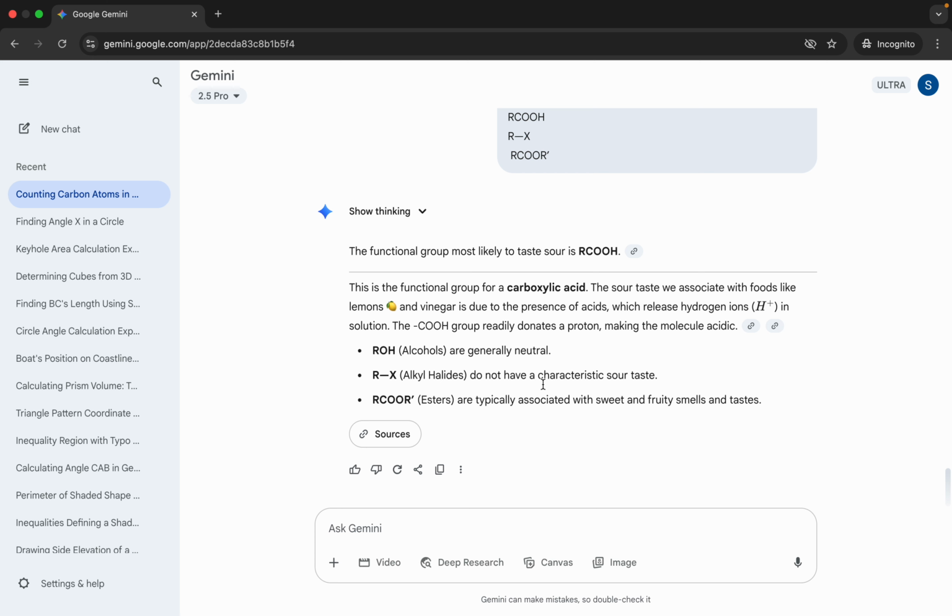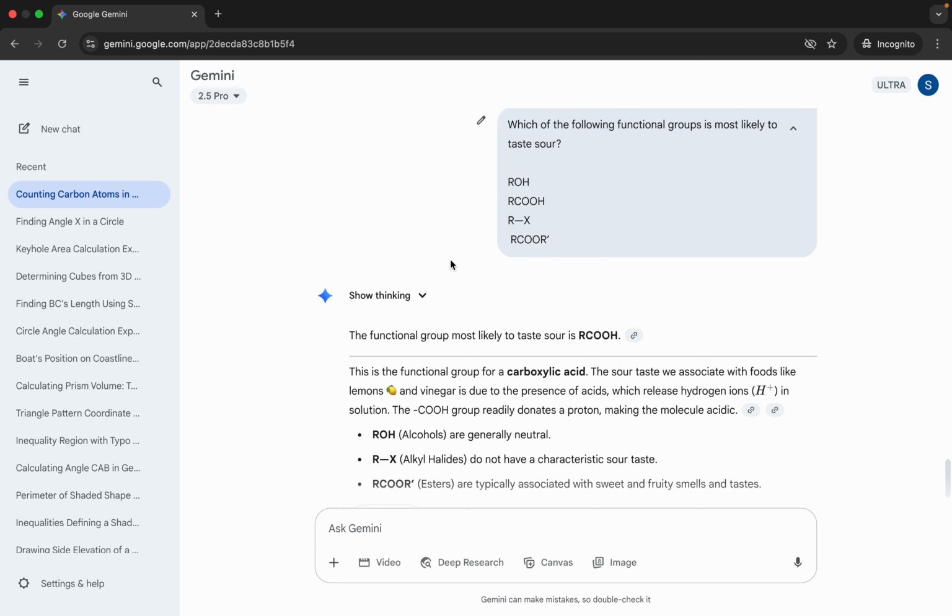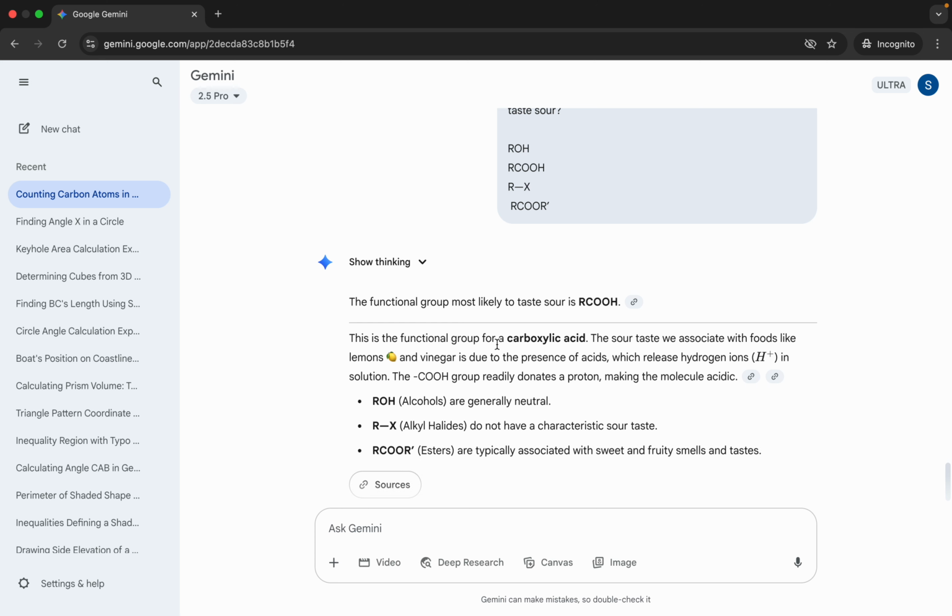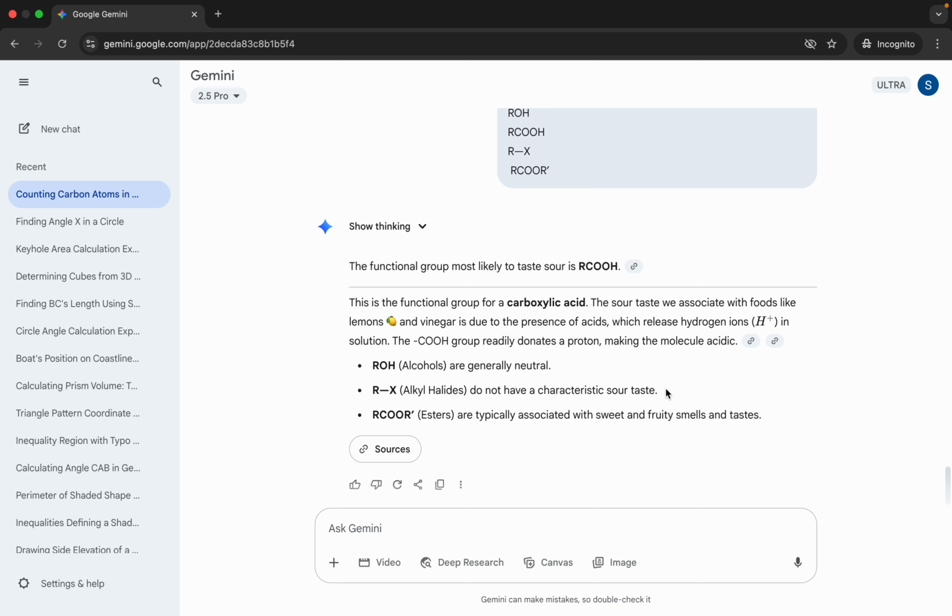Yes, the functional group more likely to taste sour is RCOOH. This is the functional group of carboxylic acid. The sour taste we associate with food like lemons and vinegar is due to the presence of acid, which releases hydrogen ions, H plus, in the solution. The COOH group readily donates a proton, making the molecule acidic.